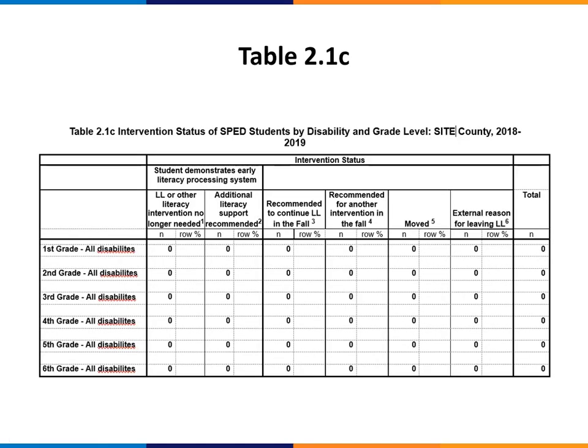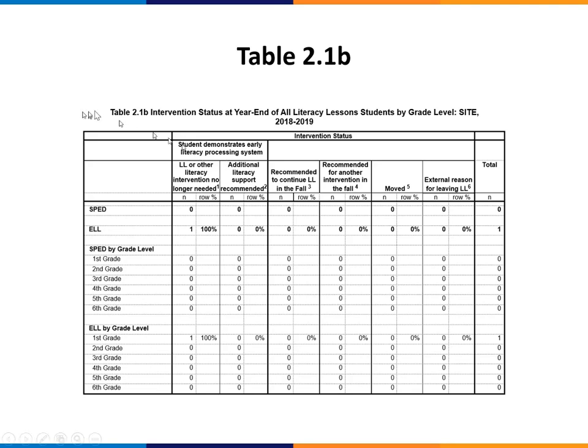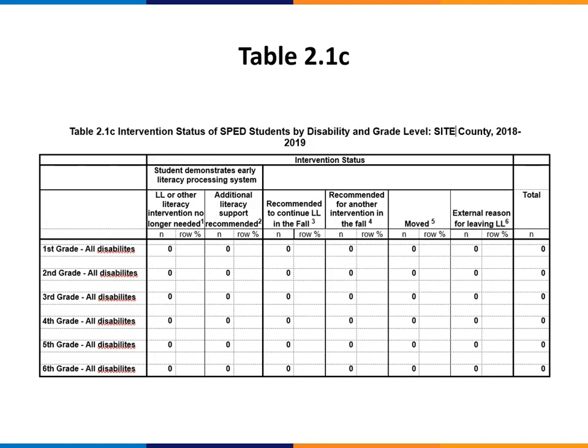Table 2.1c, which is a new one, just reports intervention status by student disability by grade level. So we're looking at just SPED students, and these are specifically SPED students whose interventions ended at the end of the school year. So just like 2.1b was reporting the intervention status for students who finished literacy lessons at year end, 2.1c is also reporting intervention status for SPED students by disability and grade level for those kids who finish literacy lessons at the end of the school year. So you see the different grade levels here.